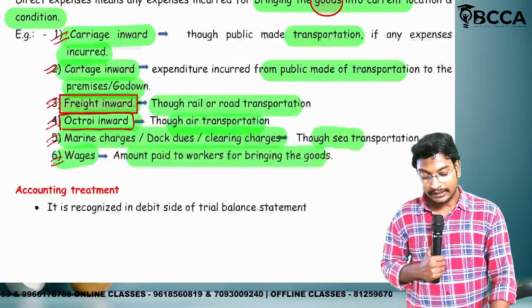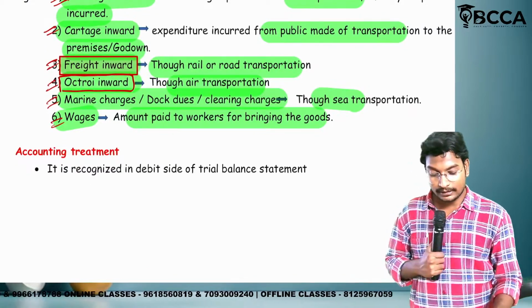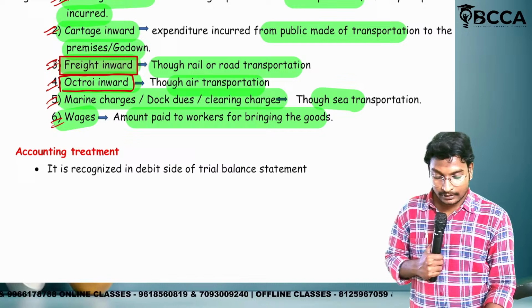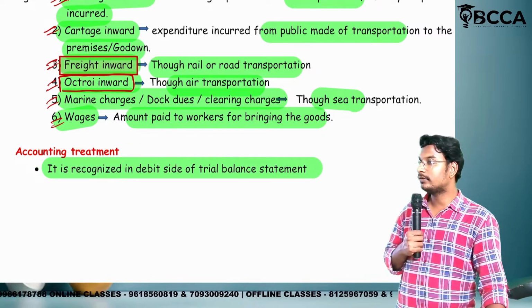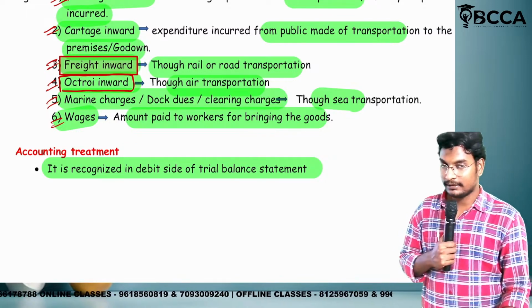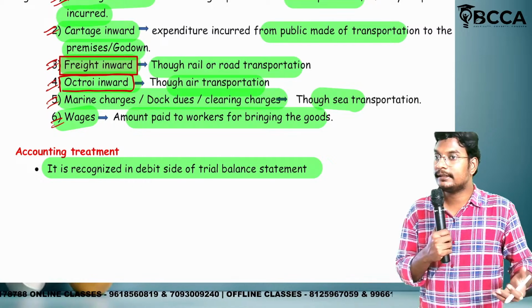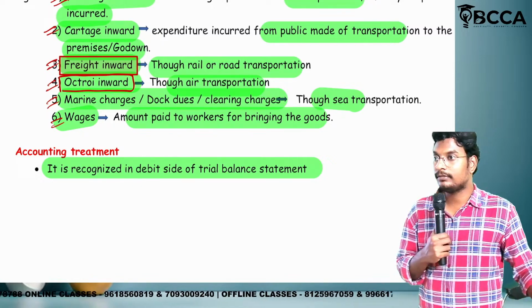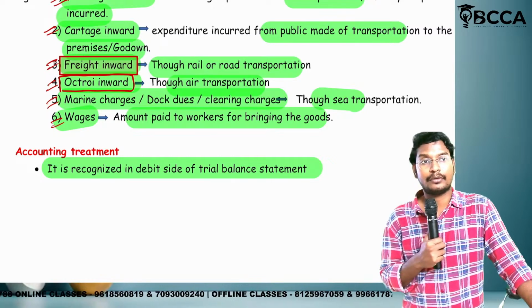What is the accounting treatment, sir? It is recognized on which side? Debit side of the trial balance statement. What is the meaning of this? Cost of goods sold will be recorded on which side, debit or credit? Debit side, on the trial balance statement, because it is a cost, nothing but expenditure. Expenditure means debit balance, so we have to record it on the debit side.